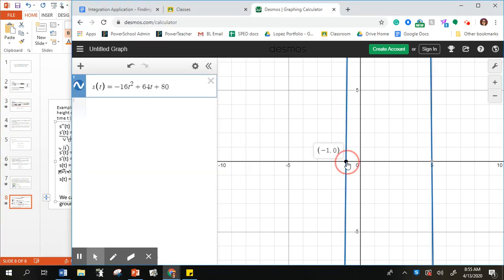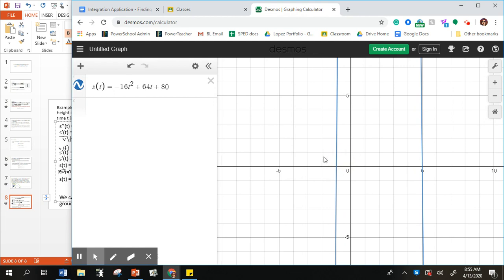Now what we can see is we have a 0 at -1, and we also have a 0 at 5. It doesn't make sense to use this -1 as a 0 because, can we have negative time? I really wish you guys could respond to me. No, we can't have negative time. So this does not make sense.